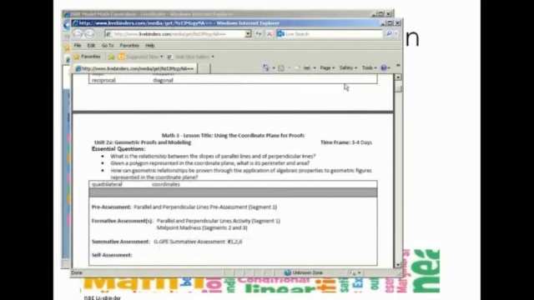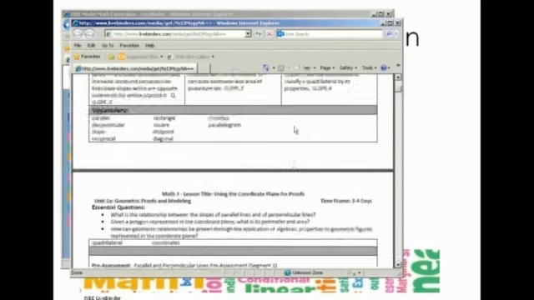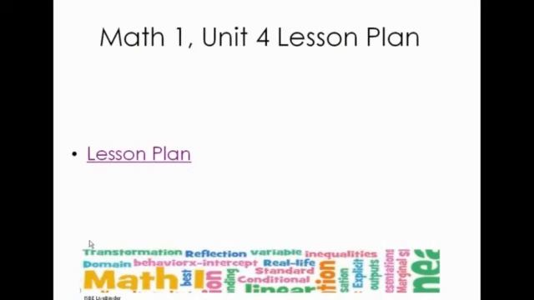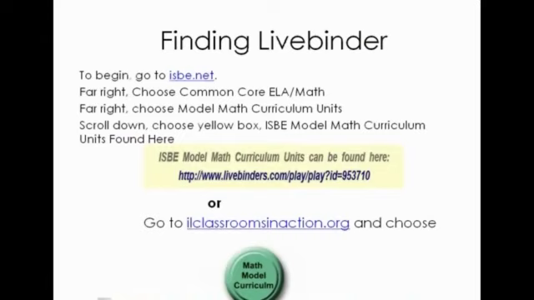Now, a suggested sequence of tasks is often listed, and I often have other teachers ask me, do I have to go in that order? And my reply is no. We don't have to go in that order. It's just a suggestion for that particular lesson plan. Now, once again, I want to go over the steps. Find LiveBinder. You're going to look for one of two things when you find it. You're going to look for the yellow box from the ISB website, choosing Common Core ELA Math from the far right.